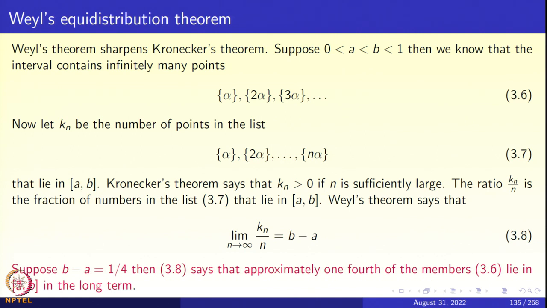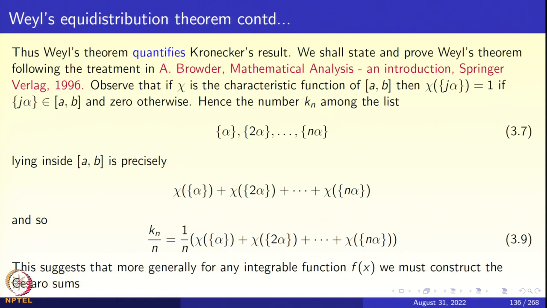And 3.8 tells you that this asymptotic relative frequency is precisely the length of the interval. So suppose, for example, the length of the interval is 1/4. Then the last equation 3.8 says that approximately 1/4 of the numbers in 3.6 lie in the closed interval AB in the long term. Of course, in the first several iterates anything can happen, but eventually, in an asymptotic sense, roughly 1/4 of the elements in 3.6 will appear in the interval AB. So now we see that Weyl's theorem is a quantification of Kronecker's result. Kronecker's result is a corollary of Weyl's theorem, and it's a considerable sharpening.